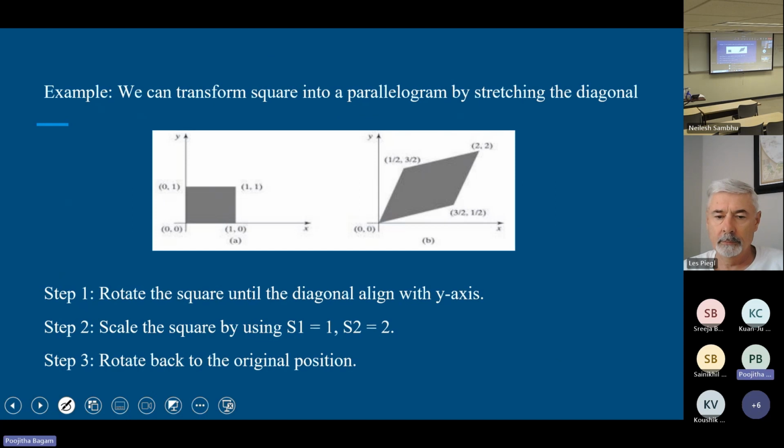And here we can see an example. We can transform a square into a parallelogram by stretching the diagonal. Here we follow these three steps. First we need to rotate the square until the diagonal aligns with the y-axis, and then scale the square by using the first scaling metric as 1 and the second scaling metric as 2. And we need to rotate back to the original position, which results in a parallelogram as shown in the image.